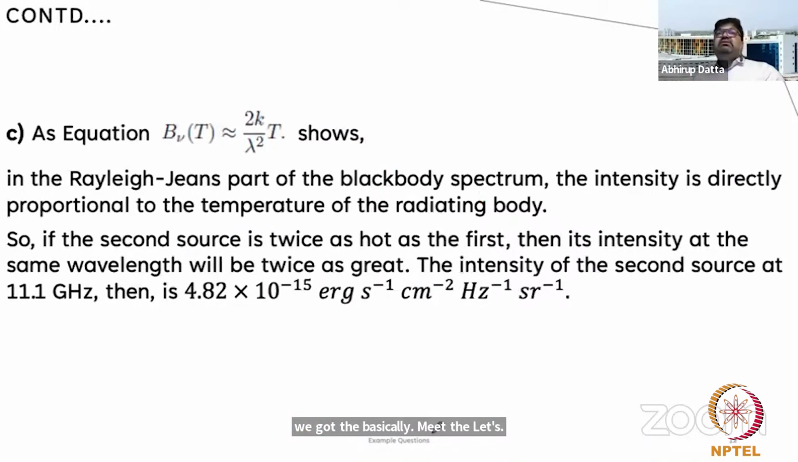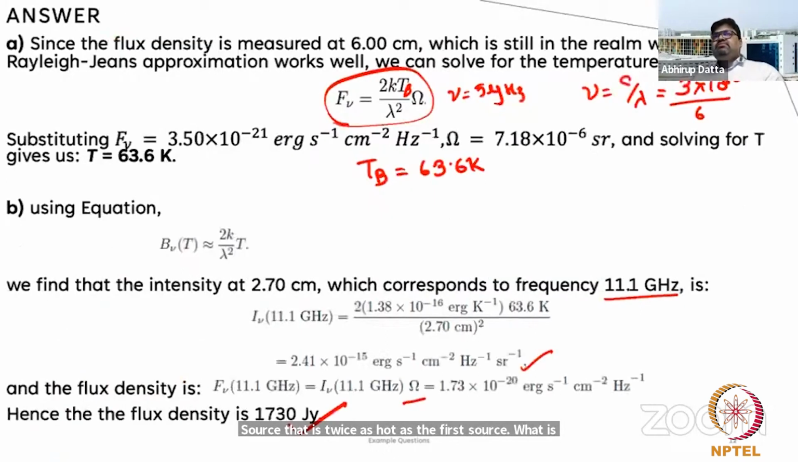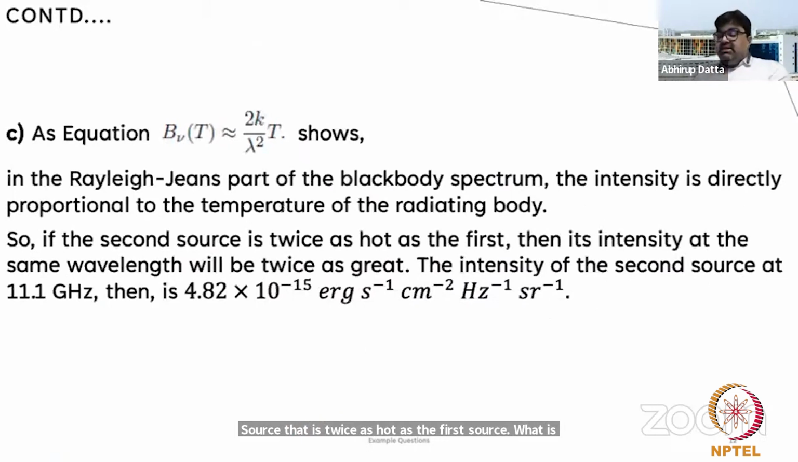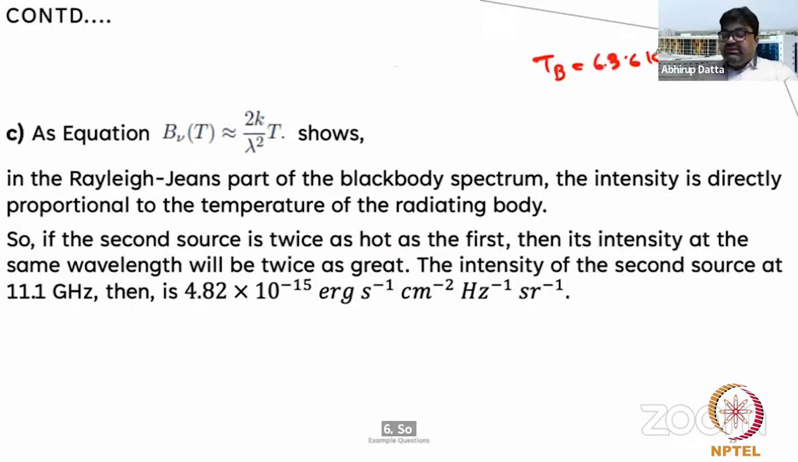Now, there is the third question. Let us go back. An observation is made of another opaque radio source that is twice as hot as the first source. What is the intensity at 2.7 centimeter? So the other source is twice as hot as the previous source. For the previous source, the brightness temperature is 63.6. So here you just simply multiply by a factor of 2.